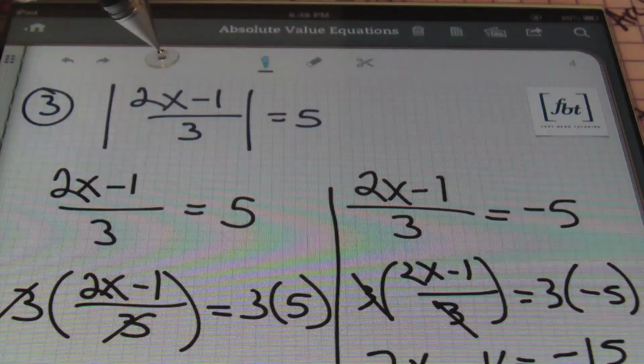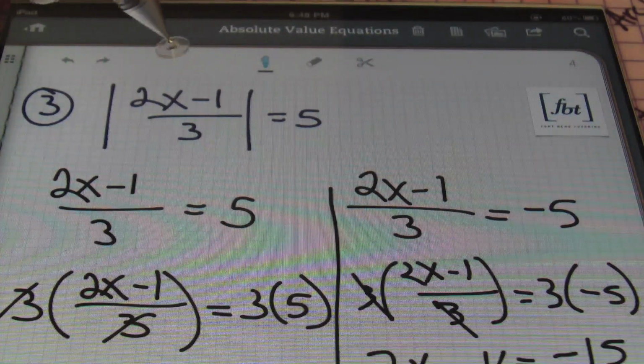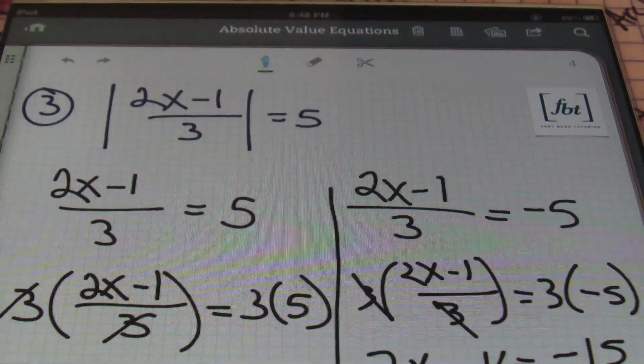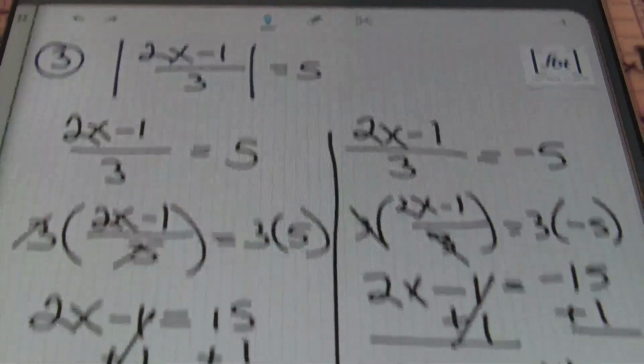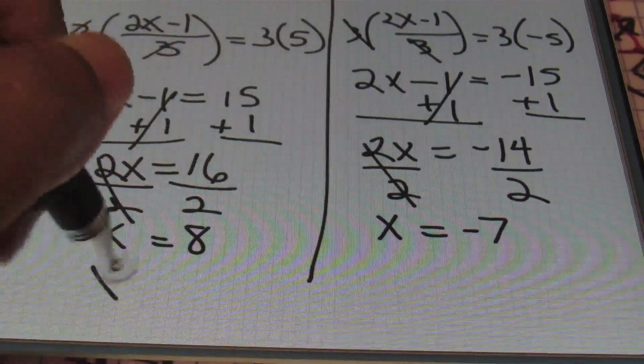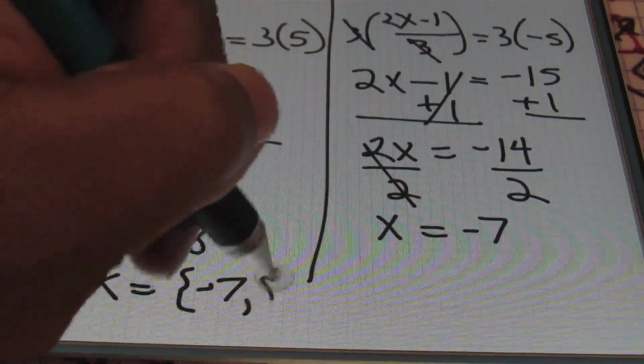2 times negative 7 is negative 14. Negative 14 minus 1, that's negative 15. Negative 15 divided by 3 is negative 5, and then the absolute value of negative 5 is 5. So that verifies that both of these solutions will work, ladies and gentlemen. So here, we'll end up with x is equal to negative 7 and 8.